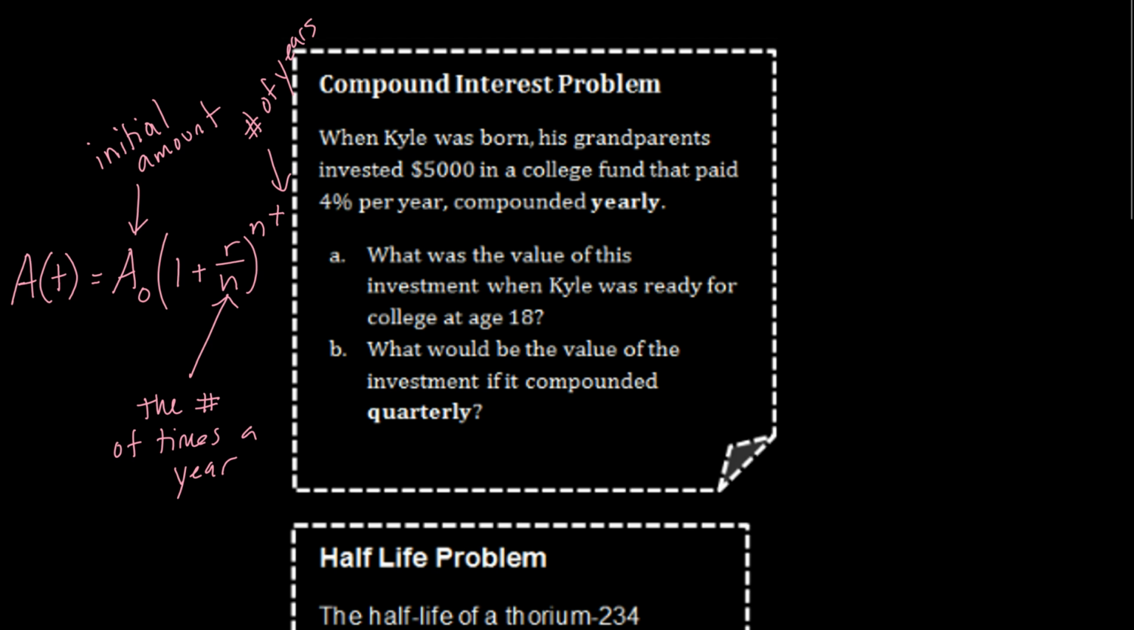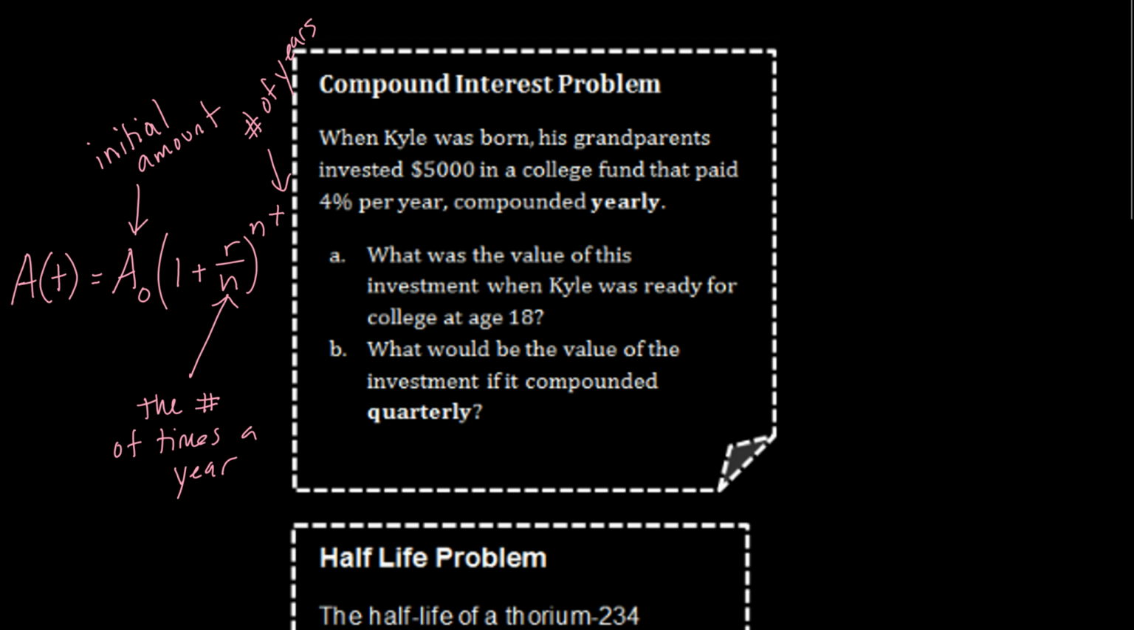All right, so let's try it. When Kyle was born, his grandparents invested $5,000 in a college fund that paid 4% per year, compounded yearly. So, if we're compounding yearly, what is our N? 1. So, do we even really need an N in this first part? No, because R over 1 is just going to be R, and then t times 1 is just going to be t. So there is no N.